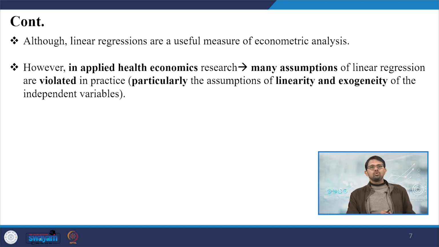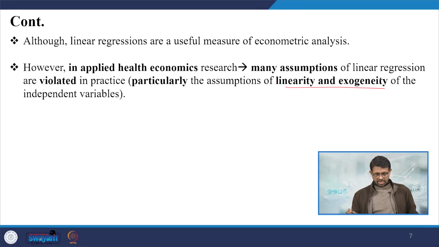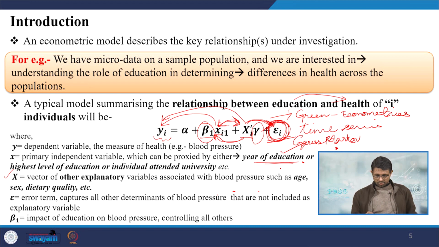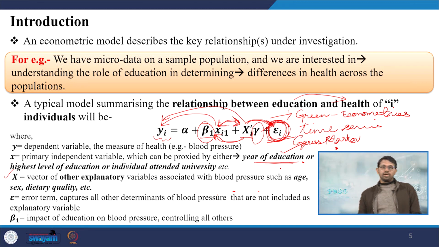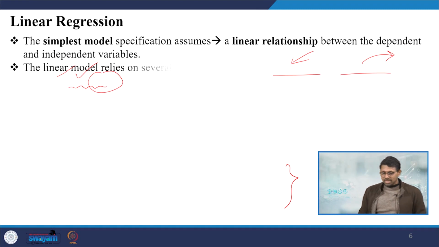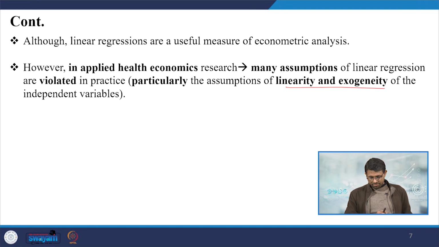Although linear regressions are a useful measure of econometric analysis, in applied health economics research many assumptions of linear regression models are indeed violated in practice, particularly the assumption of linearity and exogeneity. So, as I just said, the projection which we are doing here, x on y, x would need to be sufficiently exogenous. But how to guarantee that variables are actually exogenous in nature? So, some tests are there. At this moment we are not emphasizing everything, but only with exogeneity can we project correctly.